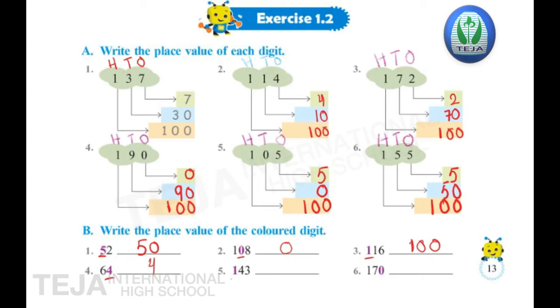Now the question is, here 1 is colored. What is the value of 1? Now 1 is in hundreds place, so the value of 1 will be 100. Next question, the last one, 170. Here 0 is colored.